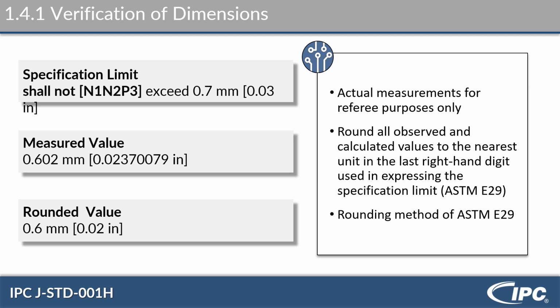Round all observed calculated values to the nearest unit. So if the measured value is 0.602, you can round it down to 0.6. The specification shall not exceed 0.7. If it's rounding to 0.6, in the example it gives here on the left, this would actually be acceptable. And actually, it would be acceptable even as 0.7 because it shall not exceed 0.7.